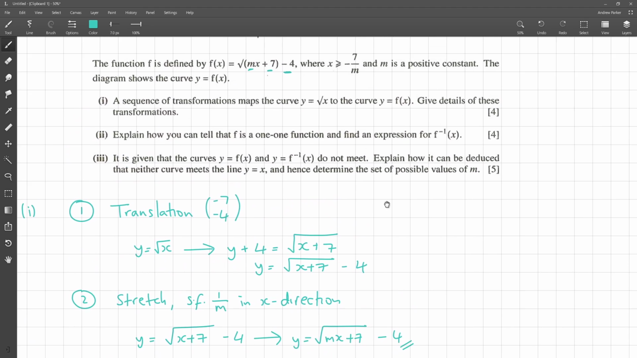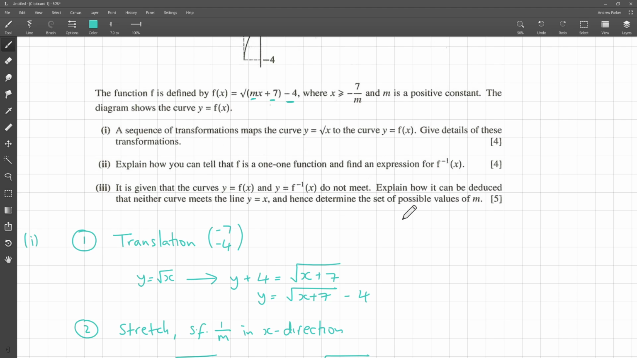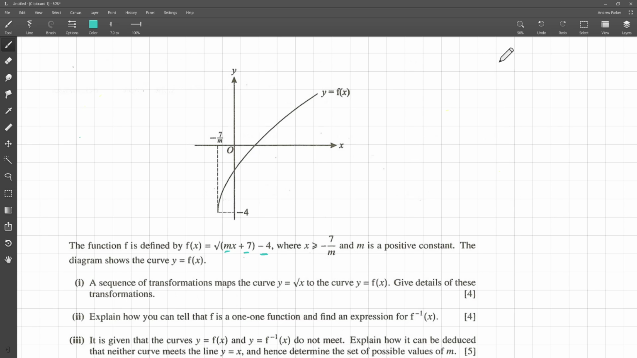Let's have a look at part 2. Explain how you can tell f is a 1-1 function. Well, for a 1-1 function, one input will give exactly one output, and each output has exactly one input. The reason I've given for this is not the one in the mark scheme, but it would be valid, is that this function is increasing over the whole domain.